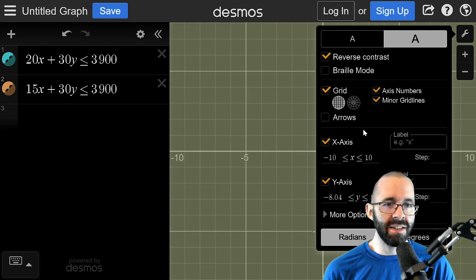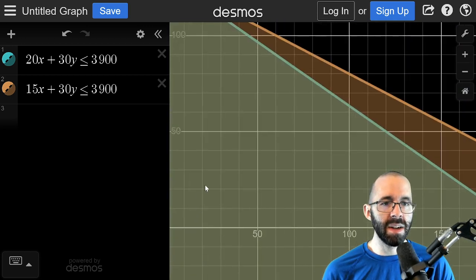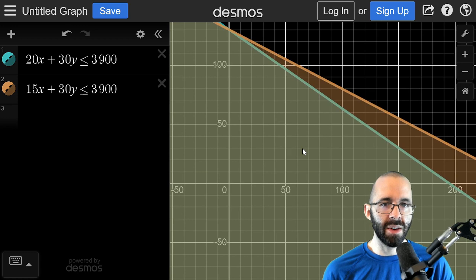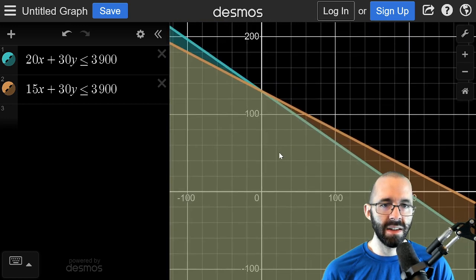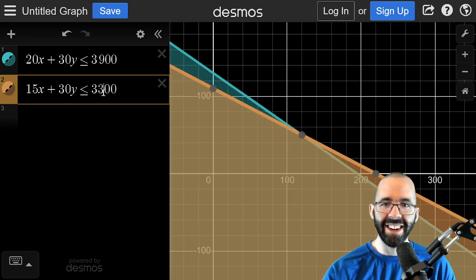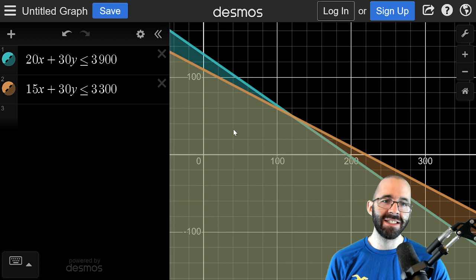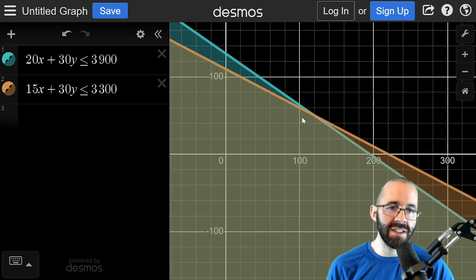Go to this wrench icon and let's zoom out. You can also just scroll to zoom out, but sometimes if you scroll to zoom out, it doesn't give you a great picture. Here it's fine. This should be 3,300. I got nervous for a good reason. And we can see our feasible region is the overlap, right? So this is where they cross. It's going to be this.